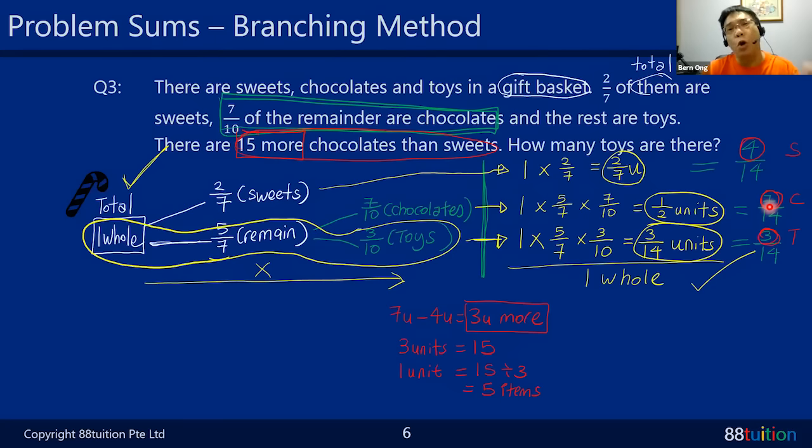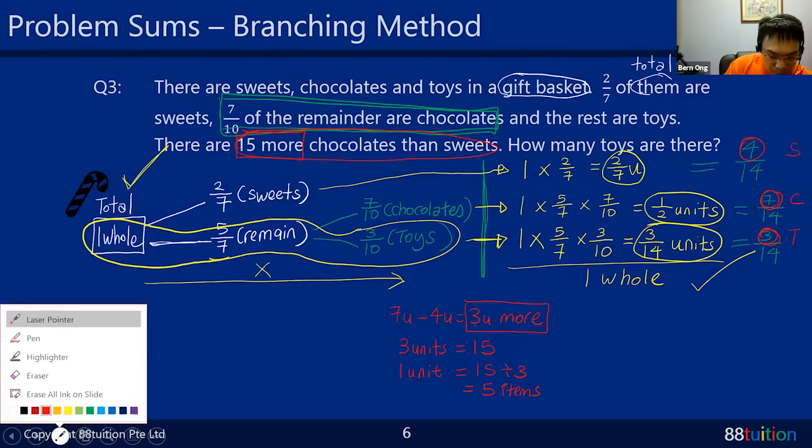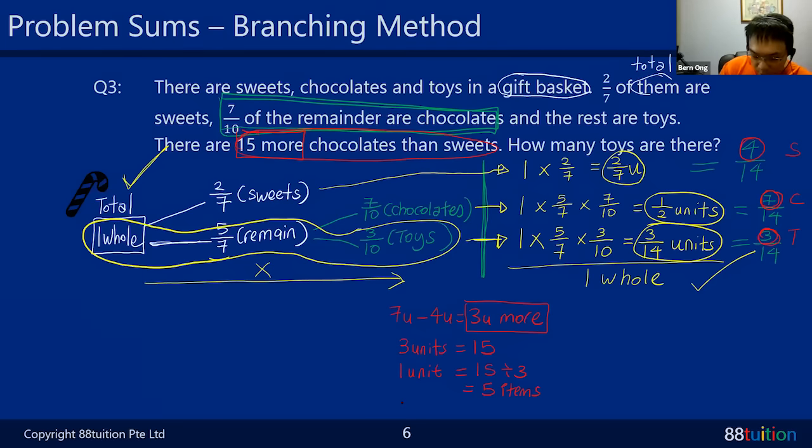Items can be what? It can be toys, it can be chocolates, it can be sweets. How many toys are there? Toys is represented by 3 units. If toys is represented by 3 units, then just go and find 3 units. So 5 times 3 is what? It's 15 toys. And this will be your answer.